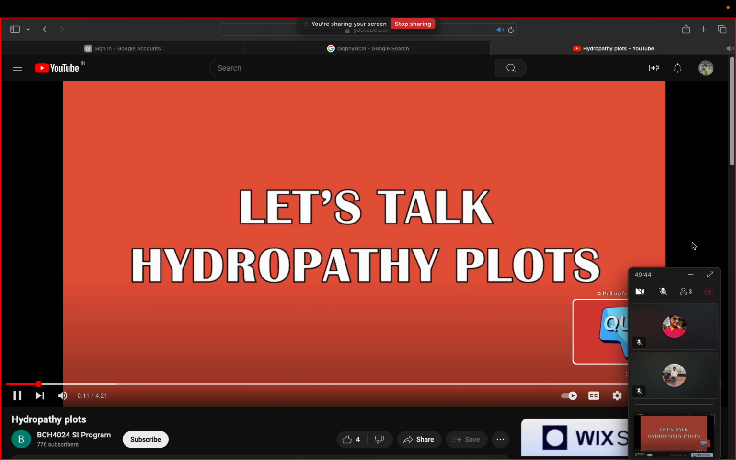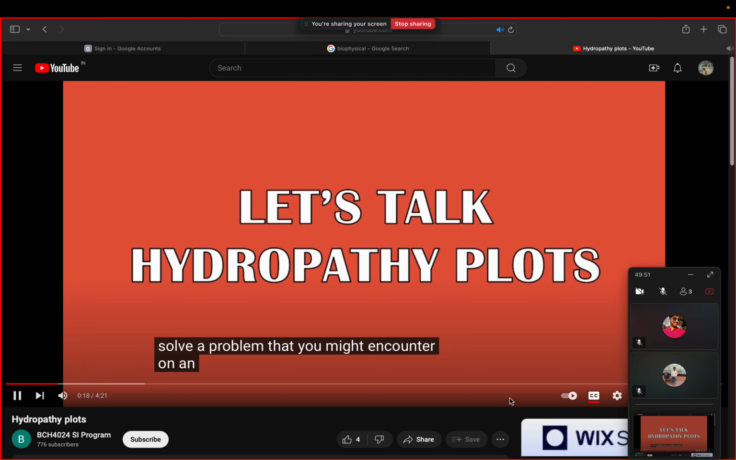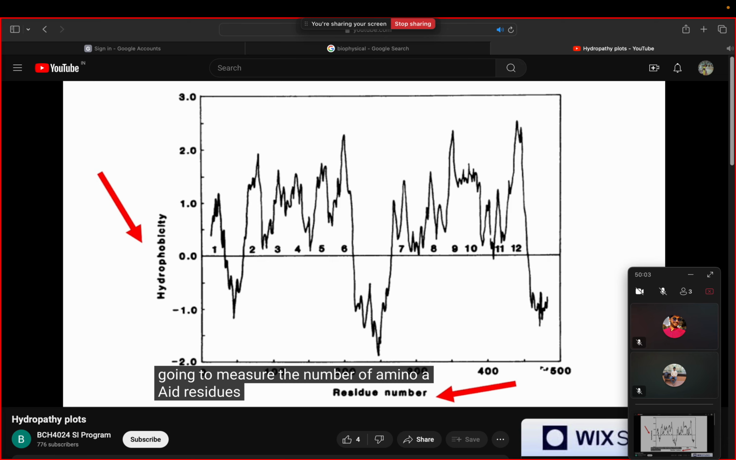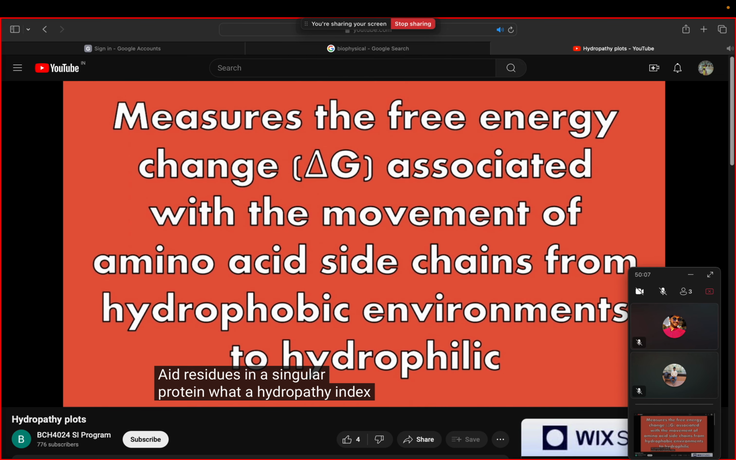So today we're going to talk about all things hydropathy plots, and specifically what you need in order to solve a problem that you might encounter on an exam. So what exactly is a hydropathy plot? Well, a hydropathy plot is going to measure our hydropathy index, and it's going to measure the number of amino acid residues in a singular protein. What a hydropathy index does is it measures our free energy change associated with the movement of amino acid side chains from a hydrophobic environment to a hydrophilic environment.